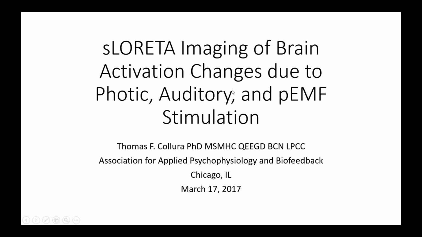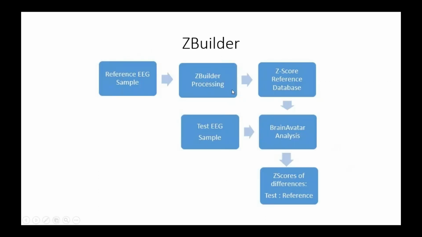So what we do is, ZBuilder is based on, as you may have heard earlier or will hear later, taking a reference EEG sample, could be a person, an individual. It's a single sample, not really a database. And through ZBuilder, we can create a reference database that looks like a normative database in terms of the structure of all the numbers. It has means and standard deviations.